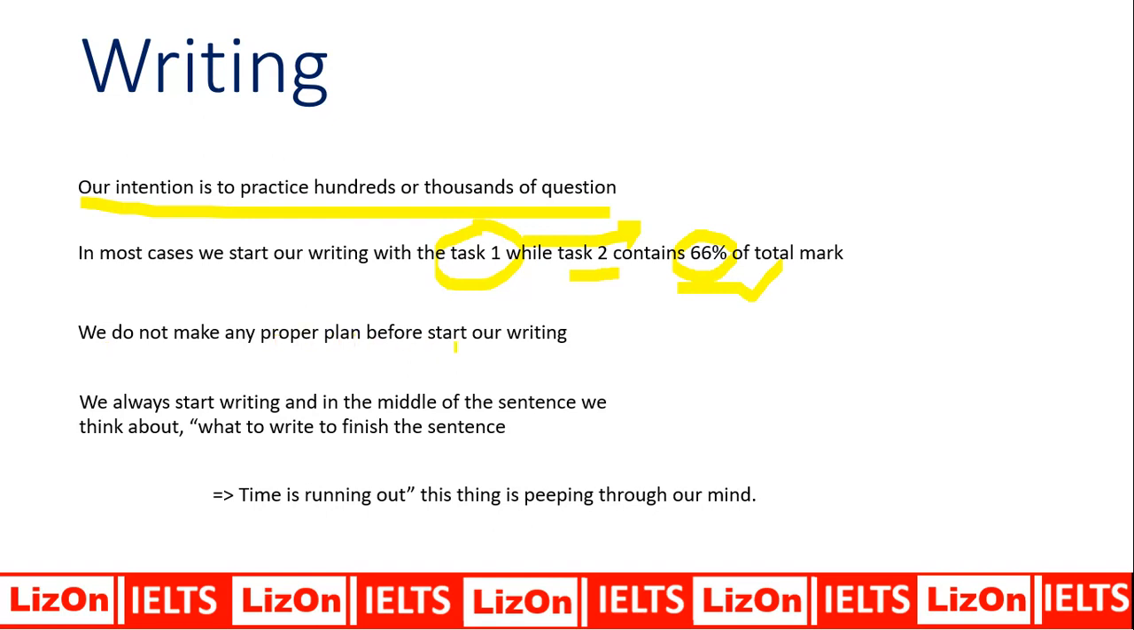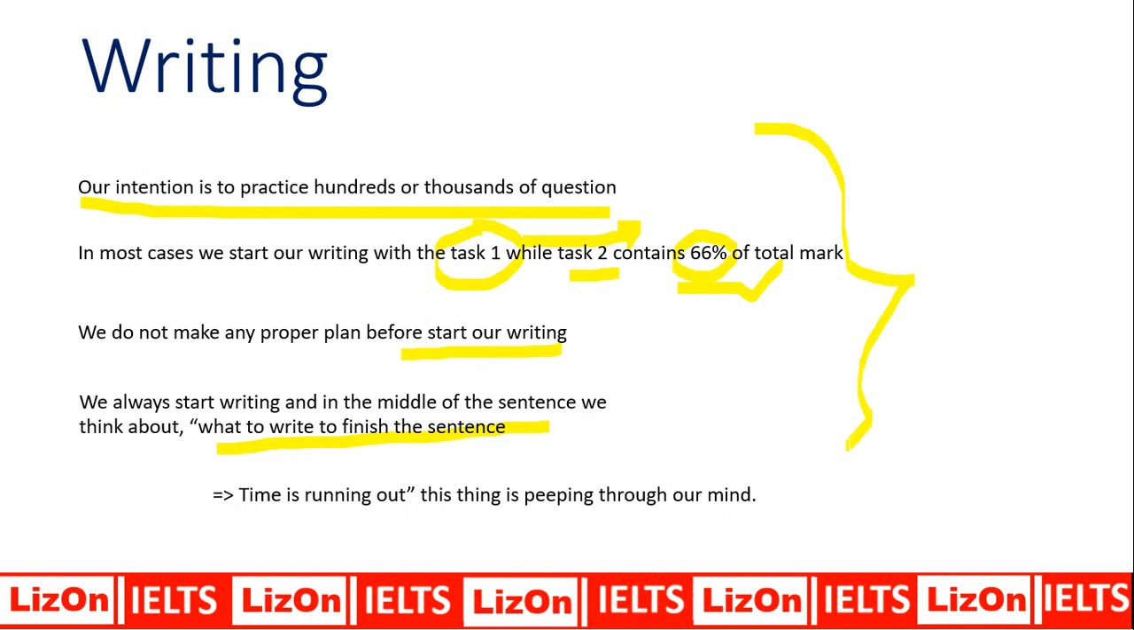We do not make any proper plan before we start our writing. We always start writing, and in the middle of the sentence, we think about what to write to finish the sentence. So why are these things happening?